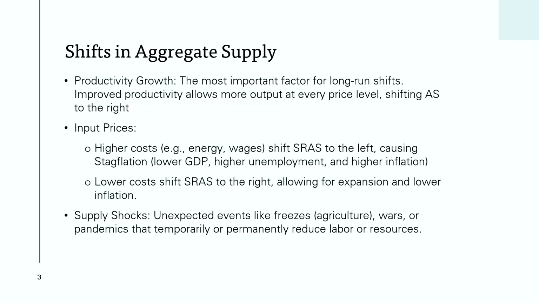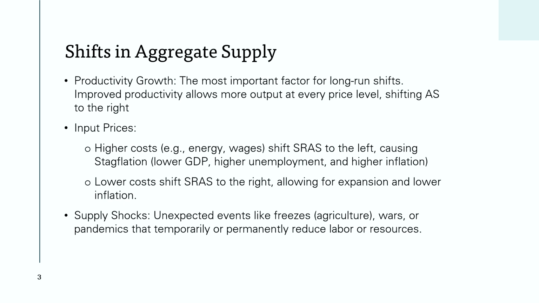Aggregate supply can shift for several reasons. The most powerful long-run force behind aggregate supply shifts is productivity growth. When workers become more productive or when technology improves, firms can produce more output at every price level. This causes the aggregate supply curve to shift to the right.